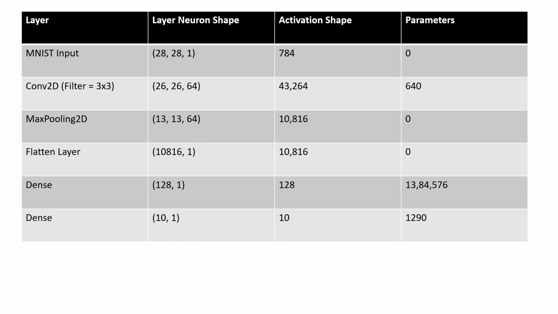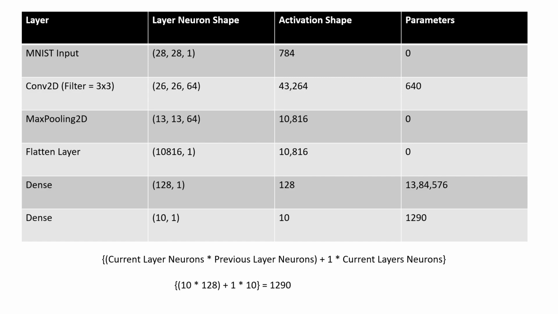At last I'm using a 10 neuron dense layer, which has the activation softmax. That gives me the probability of the number that is going to be predicted. So we have the activation shape 10, and the same formula applies: current layer neurons into previous layer neurons. So 10 into 128 plus 1 into 10. The 1 is for the bias into the current layer neurons, and that gives us 1290.